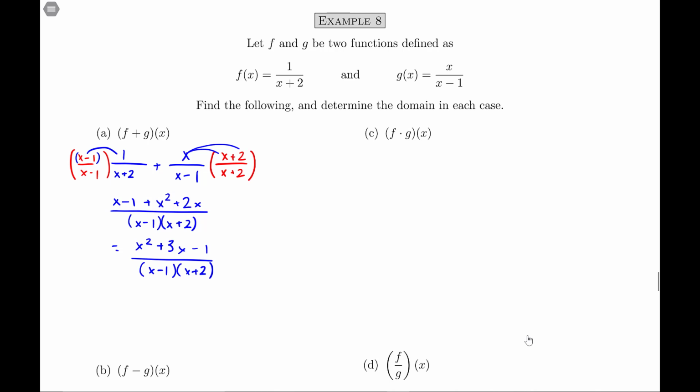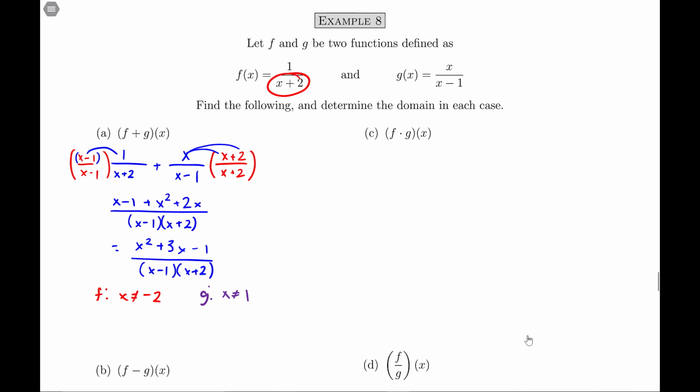we're looking for the domain. So let's first consider the domain of f. The domain of f is all x values such that x can't be negative 2, because that makes the denominator go to 0, so the function is undefined. For function g, the denominator can't be 0 again, so here x can't be 1. The numerator can be anything.